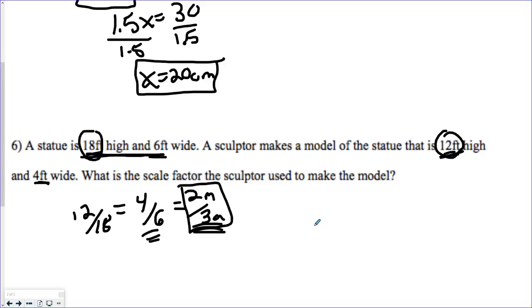So when they're asking for the scale factor, they want you to get the fraction. Take one piece from your starting point, in this case the statue, take the corresponding piece from the model, and put them as a fraction and then reduce it. That's how you tell your scale factor: you take one piece of the actual, one piece of the model, put it as a fraction, and then reduce. And as long as you make sure you label which one's your model and your actual, you should be okay.